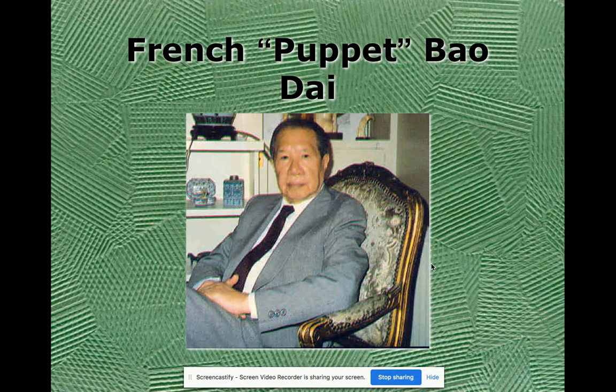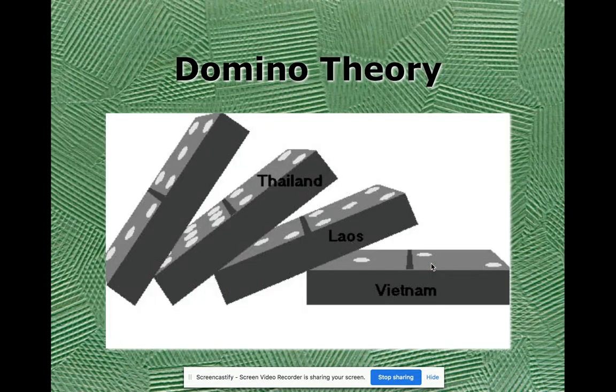The thought was, well, this will appease Ho Chi Minh. This will make him happy. It did not. Ho Chi Minh said that all this is a puppet. He's under the French control. This changes nothing. So putting Bao Dai in charge did not change anything for Ho Chi Minh. He still wanted freedom. President Eisenhower in the United States started thinking that if Vietnam would fall to communism, what's next? And this became known as the Domino Theory.